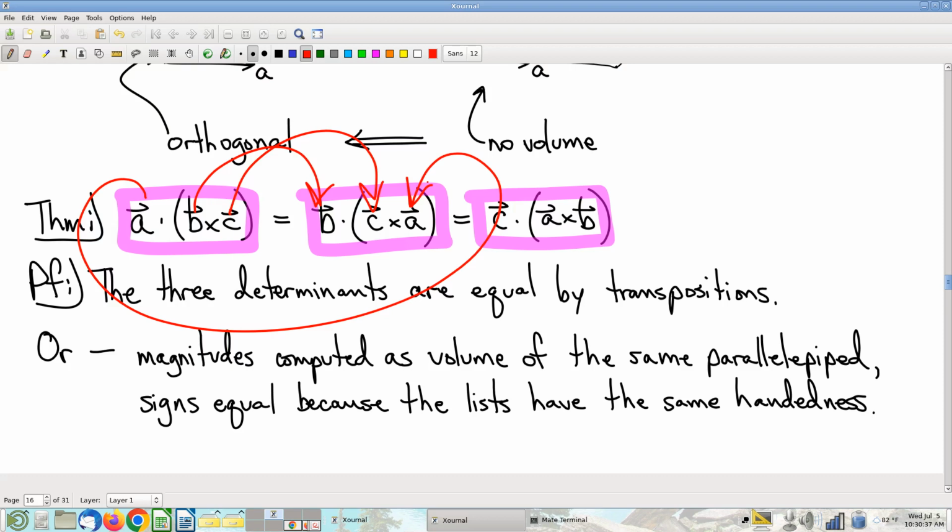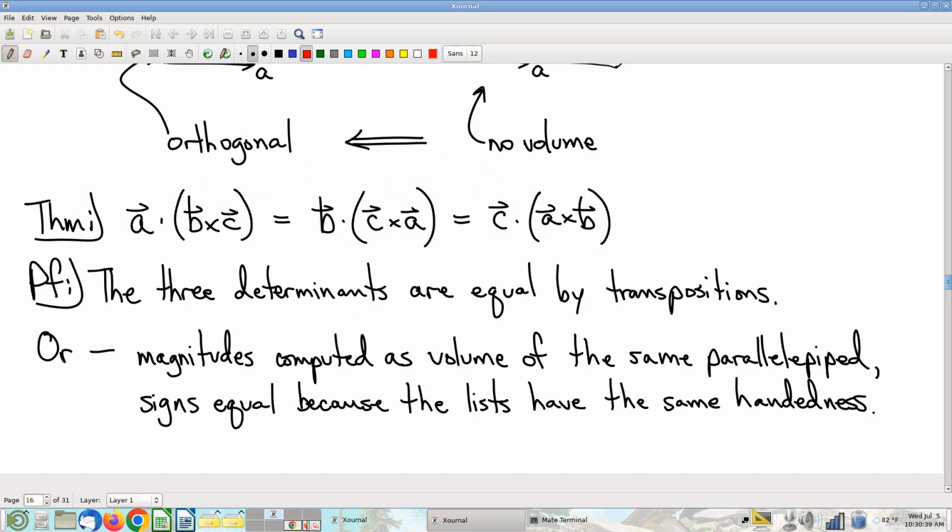And I think that's a pretty mysterious fact at first glance, because a vector like B here that was originally part of the cross product over here is not part of the cross product. It feels like these ought to be totally different things, right? But they're not always the same.